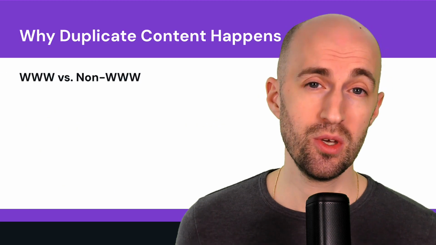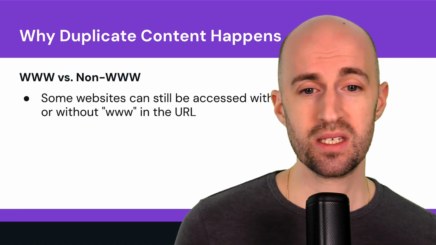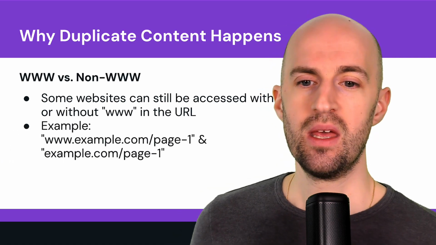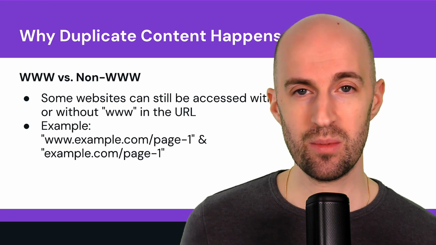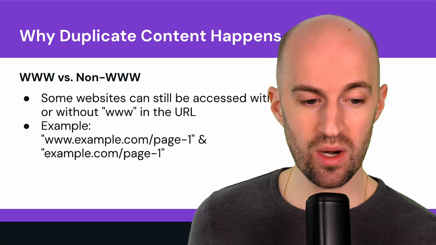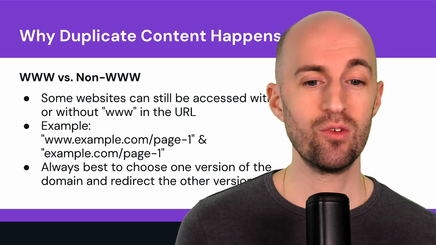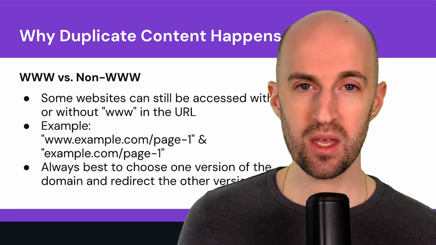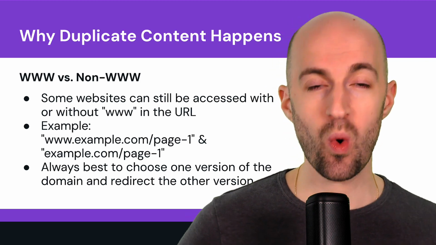Then we have www and non-www pages. Some websites can still be accessed with or without a www in the URL. For example, www.example.com or example.com. Those two can be accessed, but it's the same content, just different URLs. So it's always best to choose one version of the domain and then redirect the other version to it. For example, if you want all the URLs on your site with the www, then redirect the non-www versions, or vice versa.